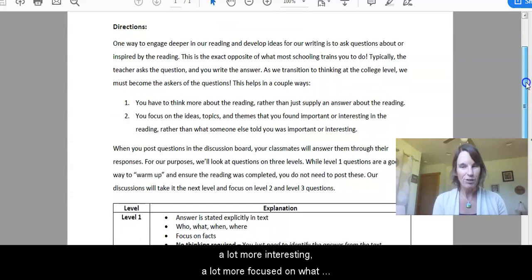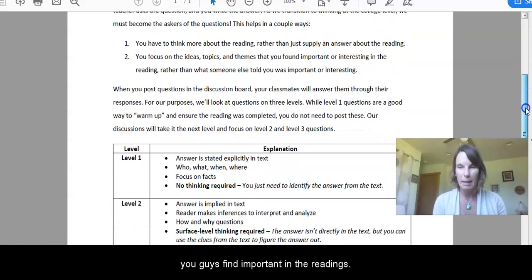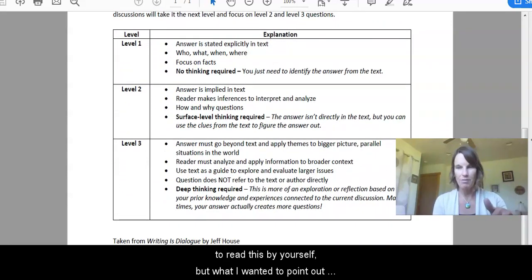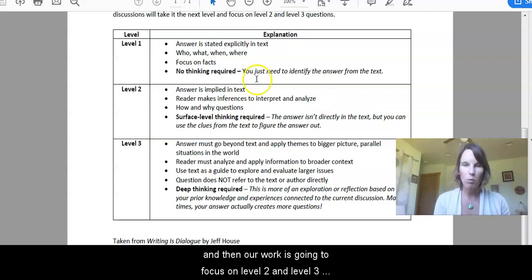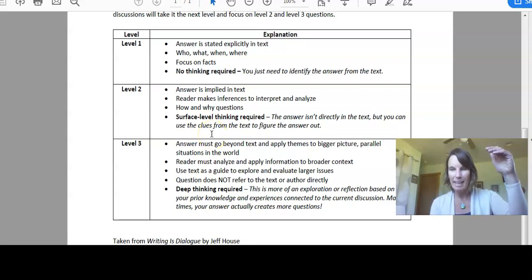It's a lot more engaging, a lot more interesting, a lot more focused on what you guys find important in the readings. What I wanted to point out, you'll have time to read this by yourself, but what I wanted to point out was that there's 3 different levels of questions and that our work is going to focus on level 2 and level 3 questions. Those are a little bit higher order thinking.